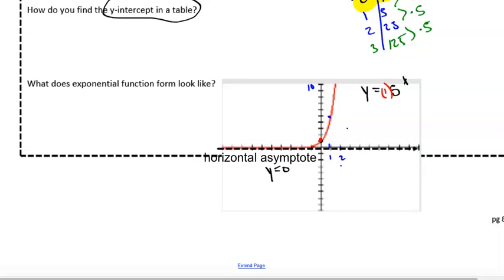All right, and then as you get further and further in that algebra, you'll see that these horizontal asymptotes help us graph much more complicated equations, and then you'll have something else called vertical asymptotes. But we'll leave that for 2 years from now.